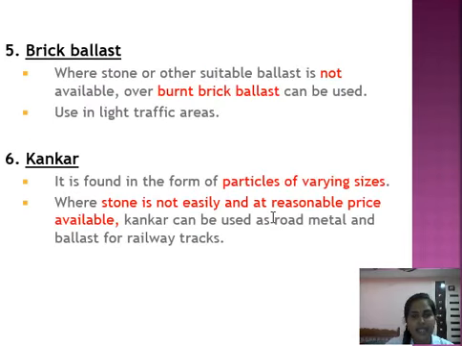Brick ballast. Where stone or other suitable ballast is not available, they use overburnt brick ballast. Overburnt brick is used as the ballast. This brick ballast is used in light traffic areas. Moorum is found in the form of particles of varying sizes. In places where stone is not easily available, they use moorum as road material and ballast for railway tracks.